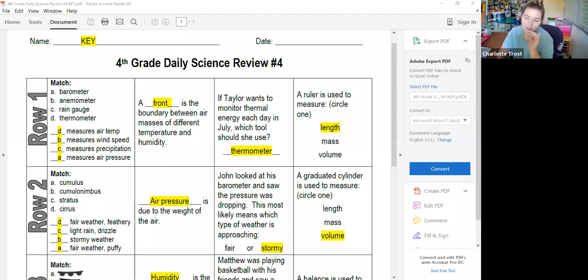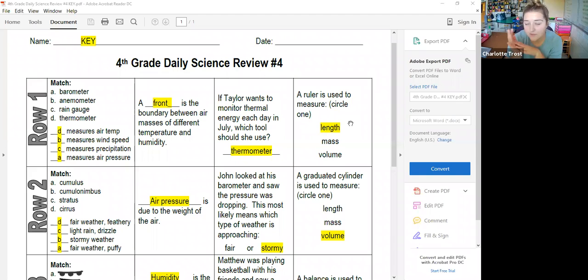So week 4, we needed to match the weather tool to its definition. D, a thermometer measures air temperature. B, an anemometer measures wind speed. C, rain gauge measures precipitation, and a barometer measures air pressure. A front, that's the boundary between two different air masses. We might have a high and a low air mass coming together. That would be a front.